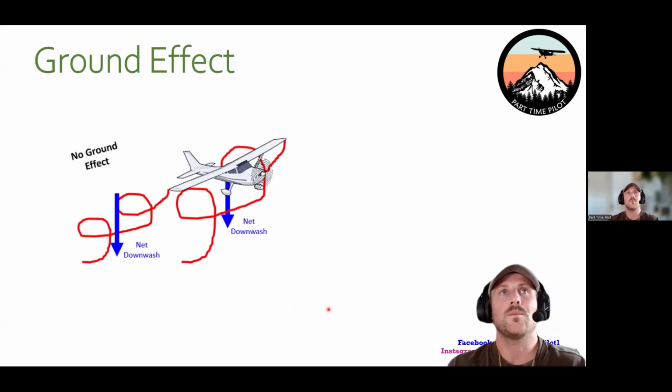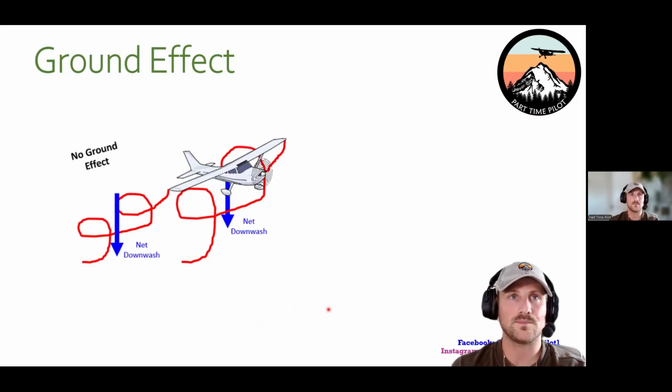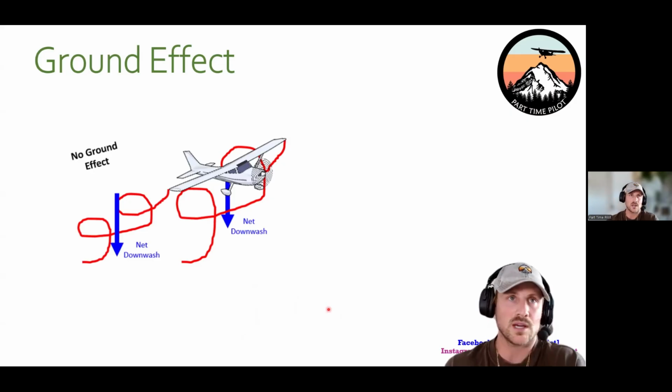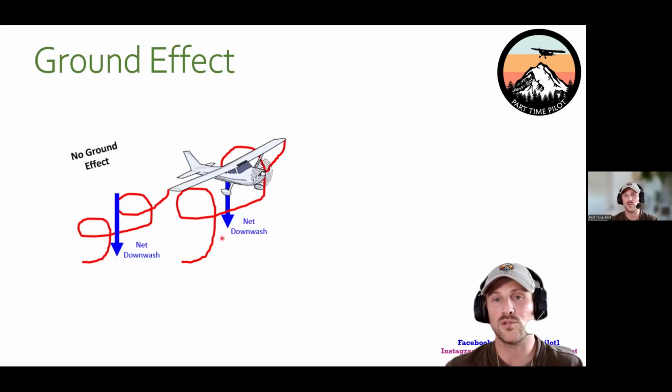Okay, so now let's talk about ground effect. These same vortices, even on our small aircraft, are created by lift. Anything that generates lift has these vortices coming off of it. And we talked about induced drag, that net downwash. These propagate downwards and contribute to our overall drag, which slows our aircraft down. And that net downwash also reduces our lift a little bit.